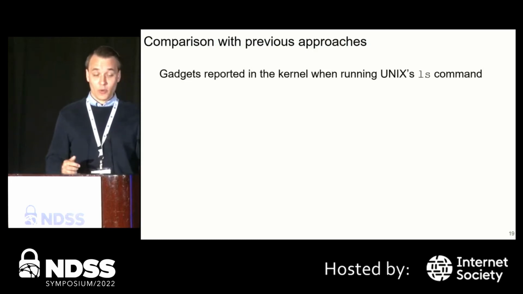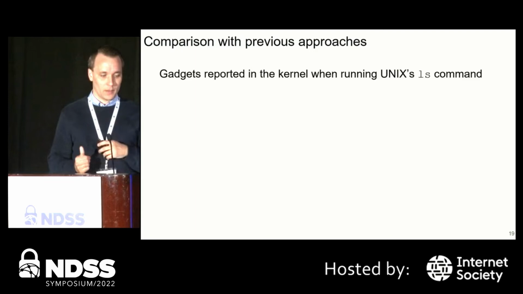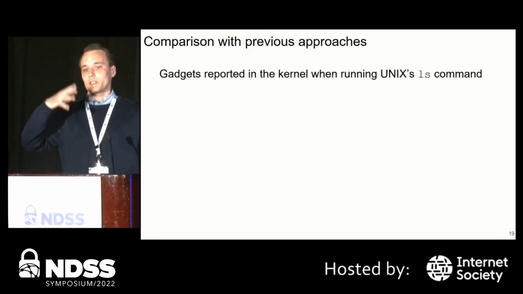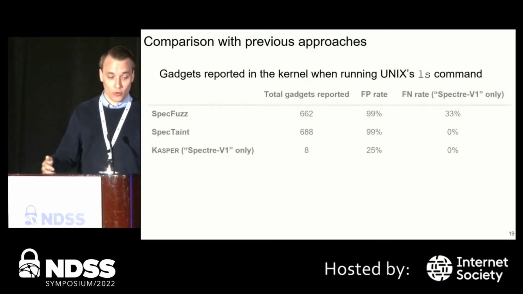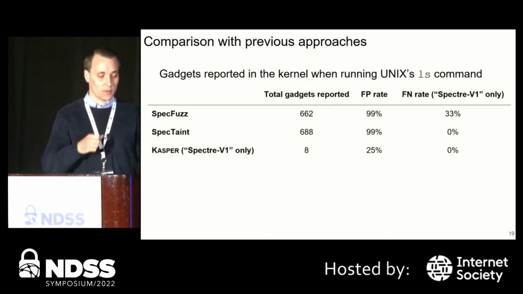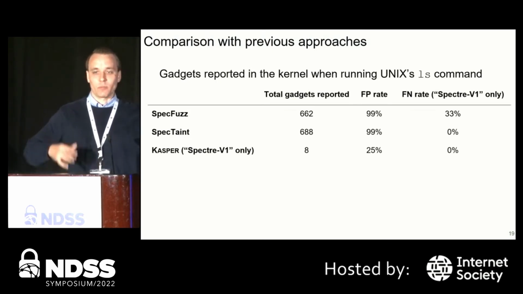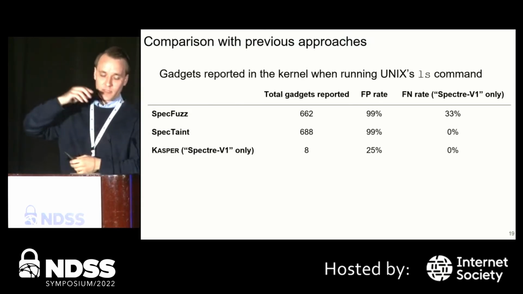Okay. First, we should evaluate this against previous approaches. For this evaluation, we re-implemented previous approaches in the kernel, and then we ran Unix's ls command. ls runs a bunch of syscalls, and so we just looked at the gadgets that were reported when we ran ls. In particular, we evaluated SpecFuzz and SpecTaint, and then Kasper, but we limited Kasper to just the Spectre v1 primitives, not all the primitives that we model.